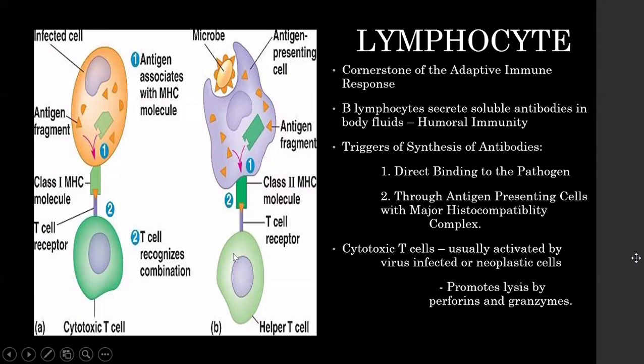Then, ito siya. 2 kinds. Cytotoxic T cell, helper T cell. Si helper T cell, ang kanya lang gagawin is it would encourage antibody production through activating your B lymphocytes. Si cytotoxic T cell, ang gagawin niya, ito siya is an infected cell.